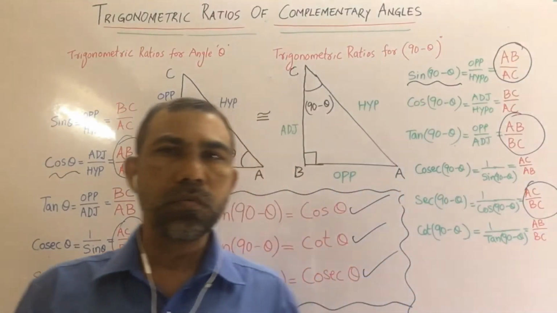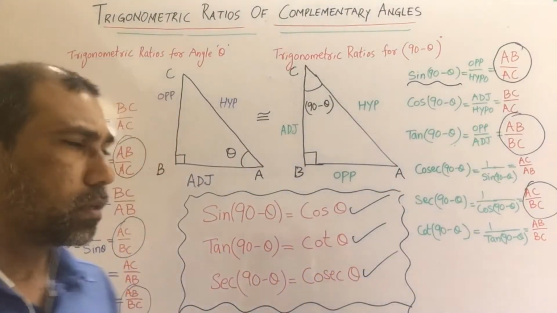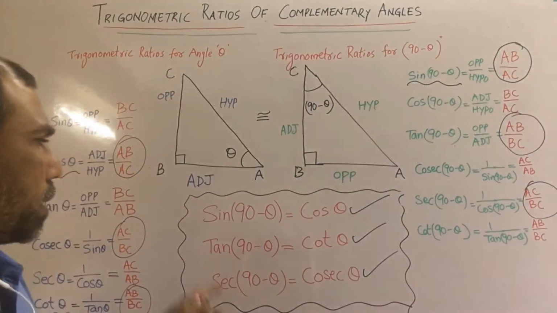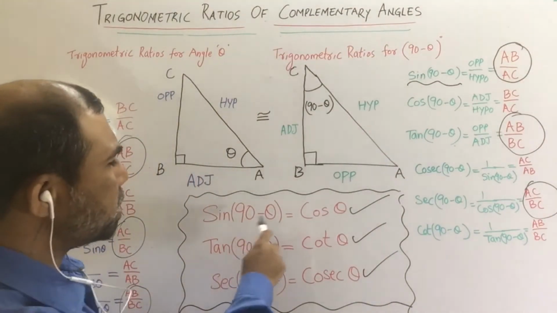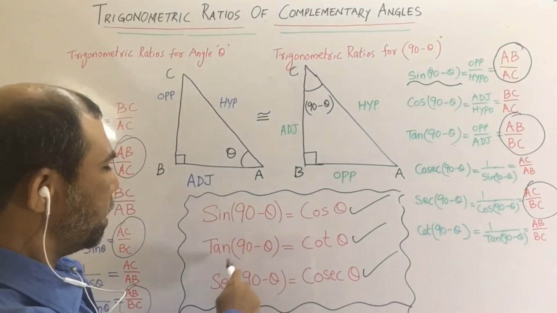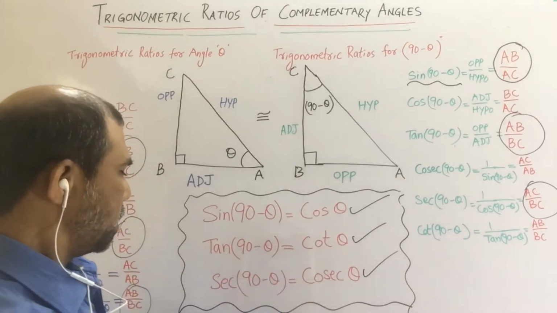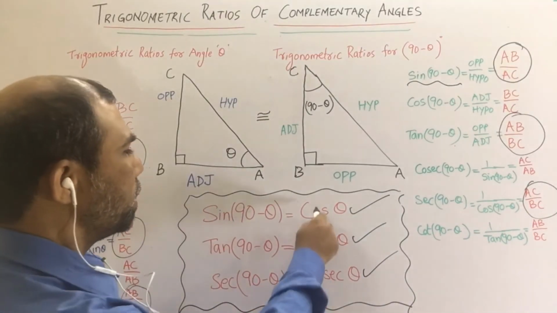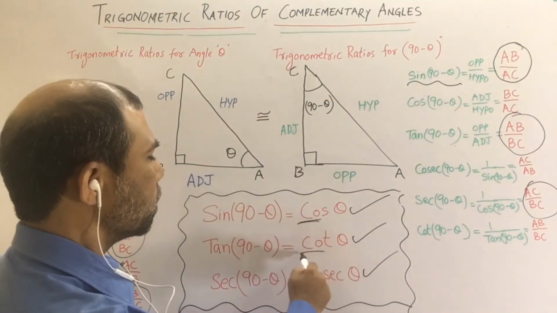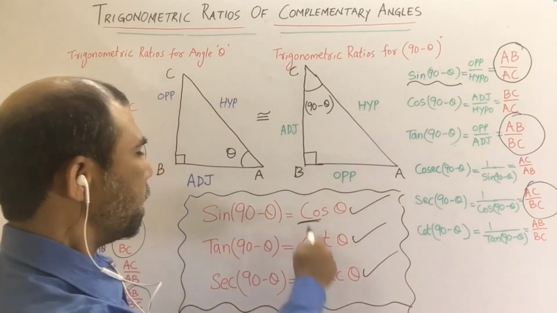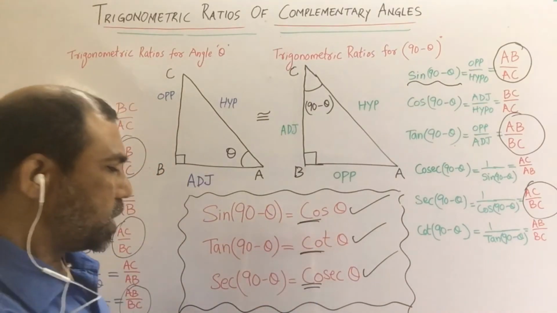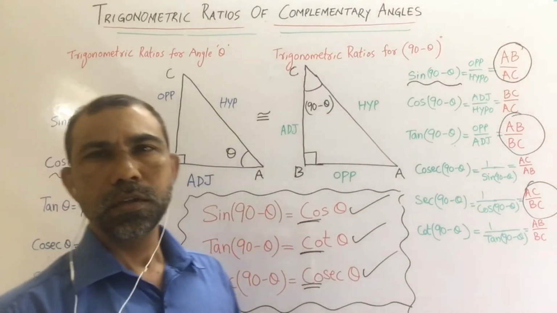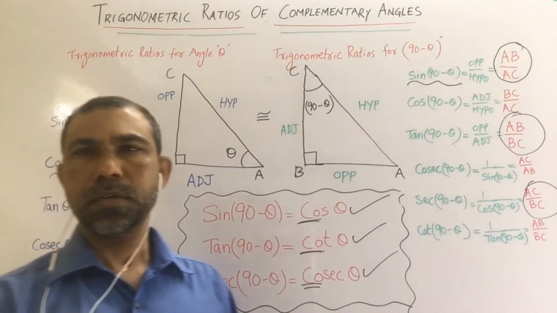Here, students, we can easily find the complementary functions by just remembering: sin 90 minus theta is cos theta, tan 90 minus theta is cot theta, and secant 90 minus theta is cosecant theta. If you take simply cotangent, cosecant and cosine, you just keep the word co in front of these, and you will get the remaining trigonometric functions.